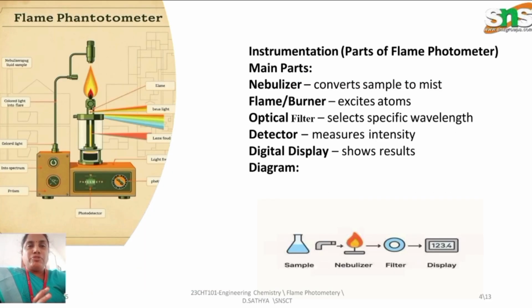This is the flame photometer in a simple diagram. The instrumentation consists of a nebulizer, flame burner, optical filter, detector, and digital display. So what is the nebulizer, and why is it used? It converts the sample into a homogeneous mist, homogeneous meaning uniform. Then in the burner, heat is applied and the atoms are excited. The filter selects a specific wavelength, and the detector measures the intensity. So the sample goes first to the nebulizer, then the filter, and finally the display.